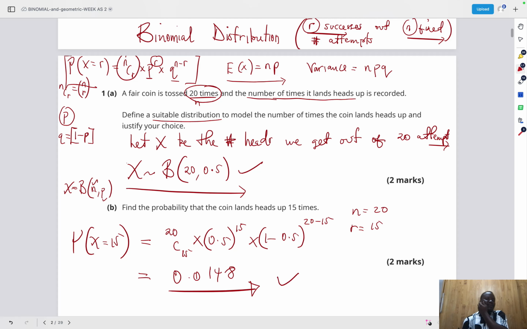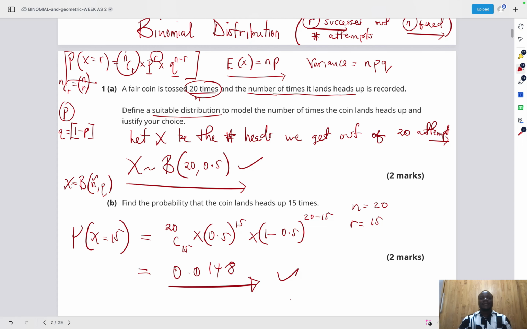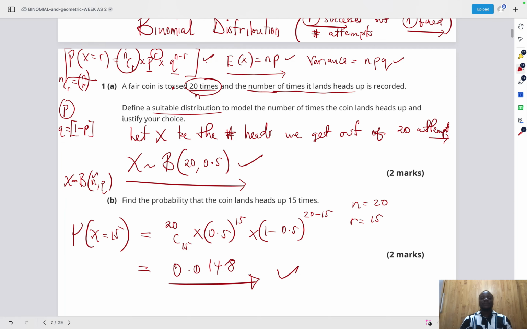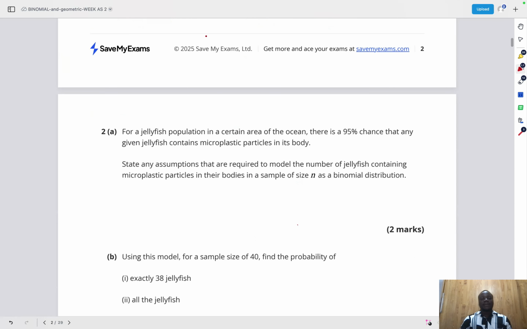Okay, that's just about using that formula. Let's quickly look at the next question. The key are these three formulas that I've written here, and all these three are given in your formula sheet in your exam. You just need to know when to pick a binomial distribution. Then let's go and look at question number 2.